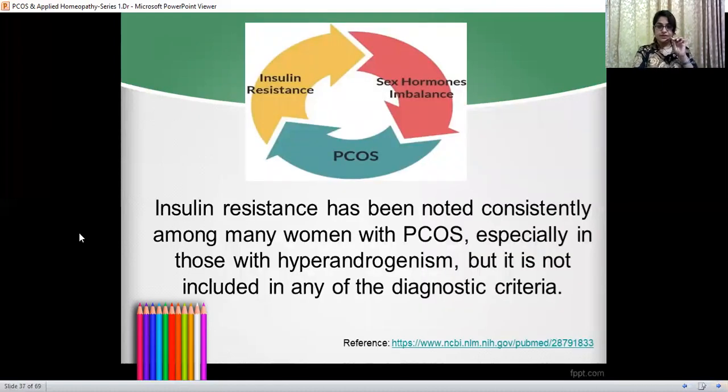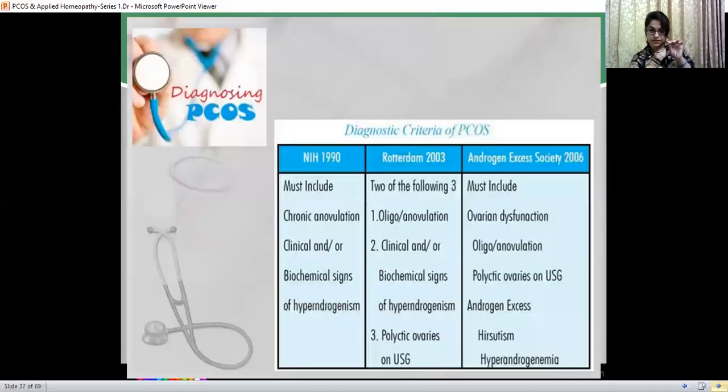Insulin resistance has been noted consistently among many women with PCOS, especially in those with hyperandrogenism, but it is not included in any of the diagnostic criteria. Till now, in the diagnostic criteria, insulin resistance has not been mentioned.